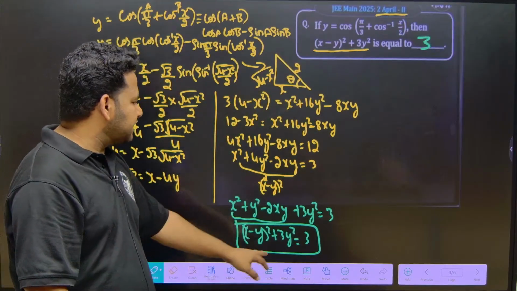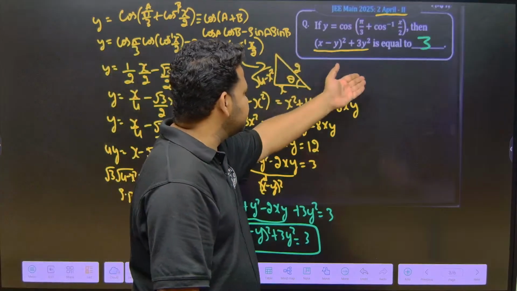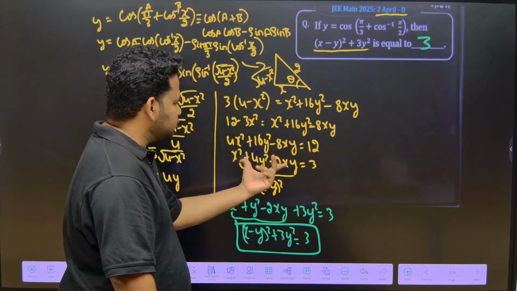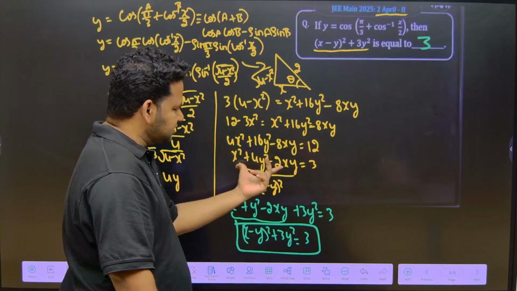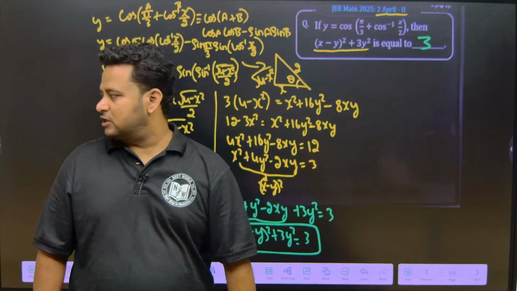So we will get it equal to 3. Otherwise you can take this and simplify it, and you will get it in this form. So that will be equal to this itself, which will be equal to 3. Clear? Got it? Understood?